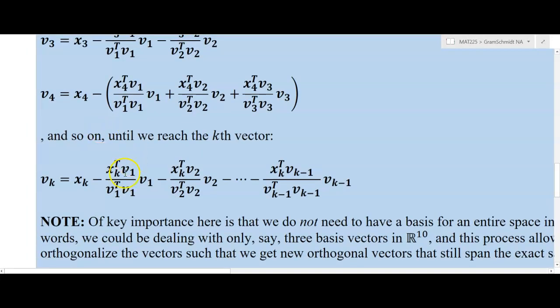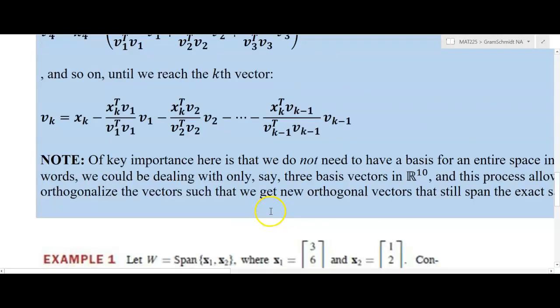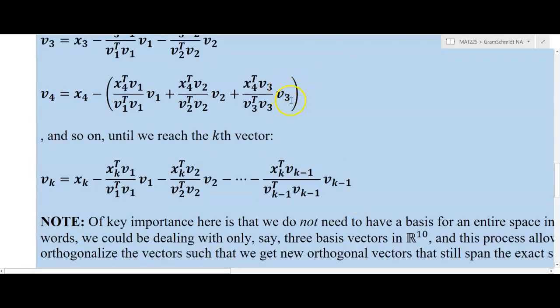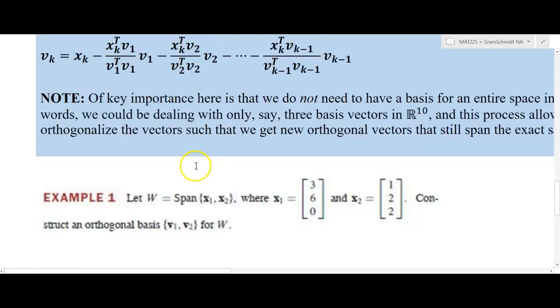And in general, assuming that we have 10 of them or 20 of them, to get vk, we're going to take that new rotated vector of xk. We're going to take xk and subtract off all the orthogonal components: xk dotted with v1 times v1, xk dotted with v2 multiplied by v2, etc., up until we get to the k minus 1 vector. We see that we always stop at 1 unit short of our current vector.